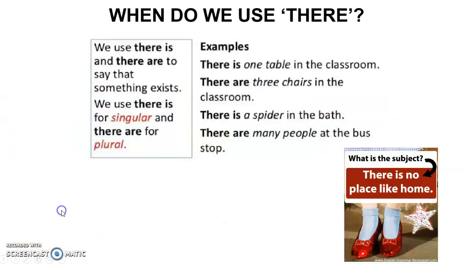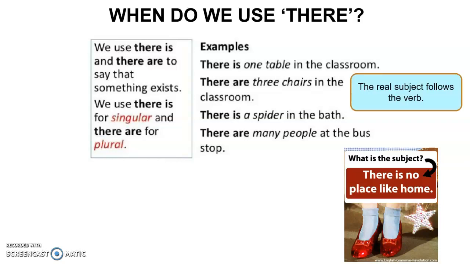All right? Now, in the case of there, we're going to use there to say that something exists. If that something is singular, we're going to use there is, and if that something is plural, we're going to use there are. Now, one more time. The situation with there is that the word there is not the subject of the sentence.